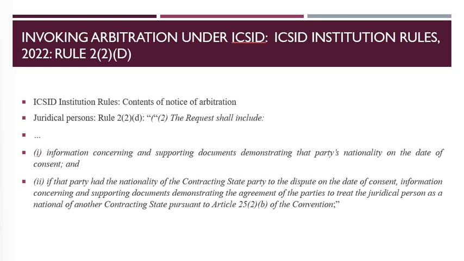Rule 2(2)(d) of the ICSID Institution Rules concerns contents of the notice of arbitration vis-a-vis juridical persons. It says, 2. The request shall include information concerning and supporting documents demonstrating that party's nationality on the date of consent, and if that party had nationality of the contracting state party to the dispute on the date of consent, information concerning and supporting documents demonstrating the agreement of the parties to treat the juridical person as a national of another contracting state pursuant to Article 25(2)(b) of the Convention.